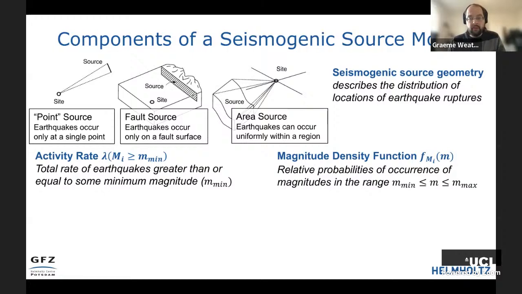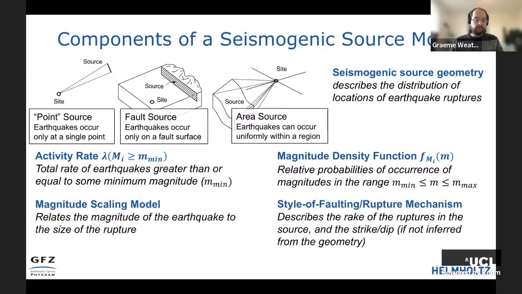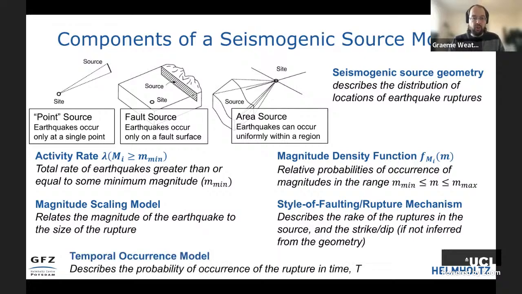As we've seen from the previous slides, we need an activity rate, so a rate of earthquakes greater than or equal to some minimum magnitude, and we need a magnitude density function, something that gives us the probability of occurrence of each magnitude in the range of interest, between our minimum and some maximum value. We also need a magnitude scaling model, so something that relates the magnitude of the earthquake to the corresponding size of the rupture. And depending on what sort of model you're looking at, we need some information to describe the style of faulting, the rupture mechanism, so the rake of the ruptures, strike, dip, if this is not already inferred from the geometry.